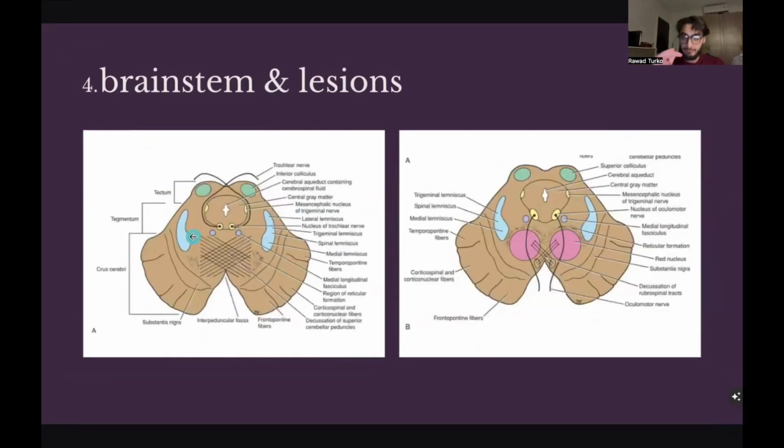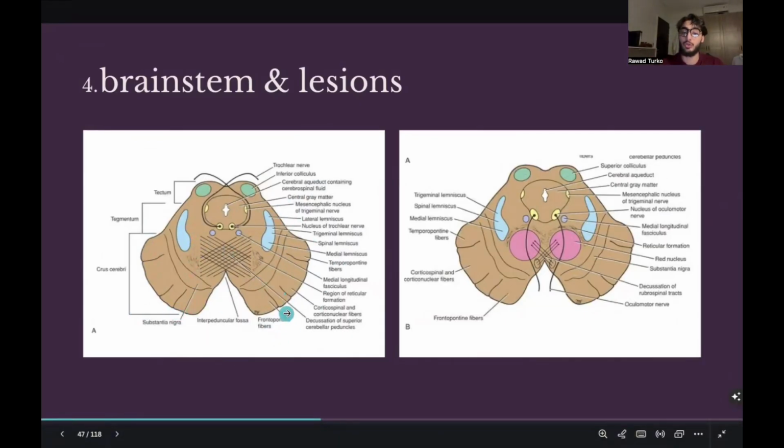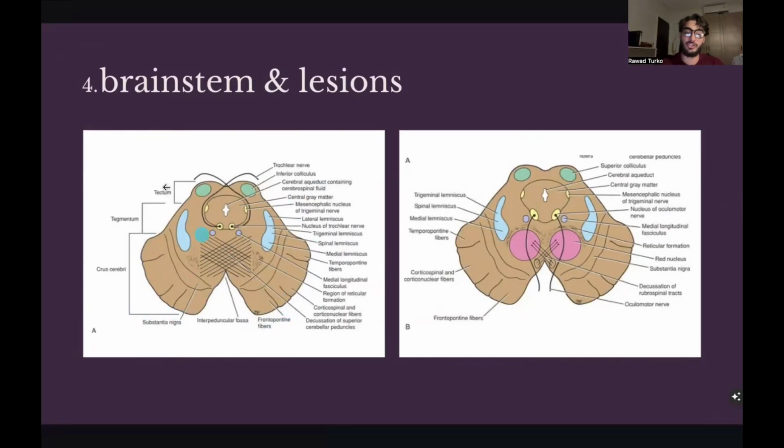Again, now we're going a little bit higher up. We're reaching the midbrain. So the same structures that we talked about here, the substantia nigra. This is the crus cerebri, which has all of the corticospinal and corticonuclear fibers within it. The substantia nigra is where all of the dopaminergic neurons of the basal ganglia are. And again, we have here all of the lemnisci: the trigeminal lemniscus, the medial lemniscus, and the lateral lemniscus.